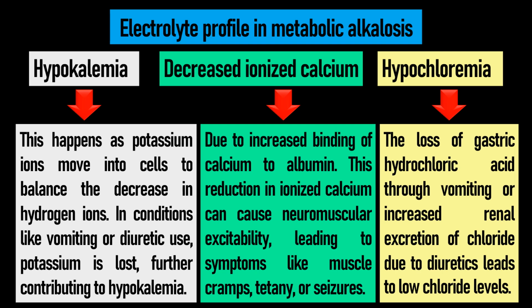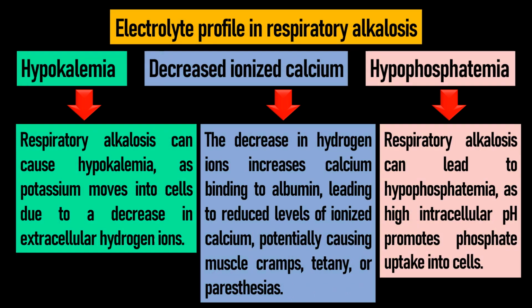Metabolic alkalosis often leads to hypochloremia, particularly when caused by vomiting or diuretic use. The loss of gastric hydrochloric acid or increased renal excretion of chloride leads to low chloride levels. And lastly, what's the electrolyte profile in respiratory alkalosis? Well, derangements of potassium, calcium, and phosphate concentrations may be noticed.